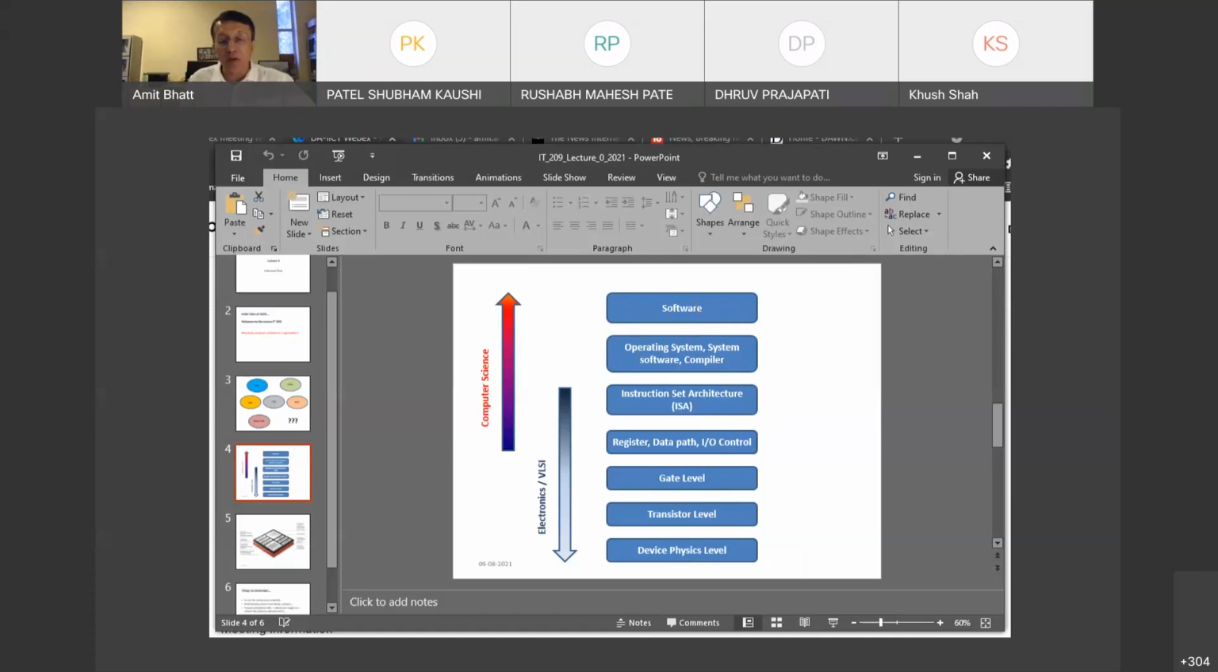But if you want to be a good software designer, you need to know the rest of the stack, at least up to register and data path level and instruction architecture level. And so this is computer science, and this is electronics and VLSI. And this particular course, computer system organization, falls at the junction of computer science and electronics. So it is considered part of both. You can call it an IT course, and you can also call it an electronics course.